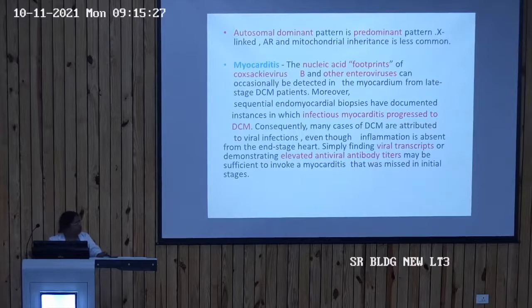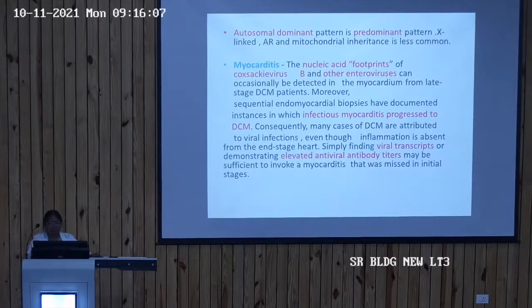Then the second cause which is postulated is myocarditis. So the footprints of viruses like Coxsackie virus B and enteroviruses can occasionally be detected in myocardium from the late stage. So what we get? We can get antigens either in the heart muscle, or we can detect the antigens or the antibodies to it in the blood. So the biopsies have documented that it is infectious myocarditis which then progresses to dilated cardiomyopathy.